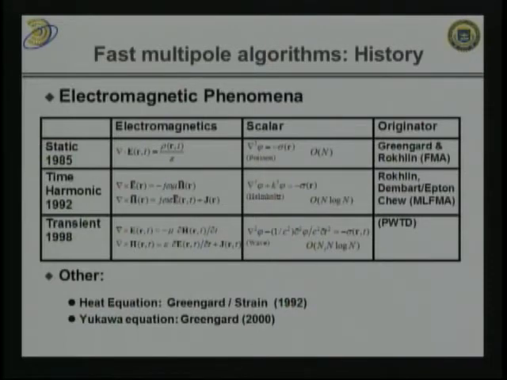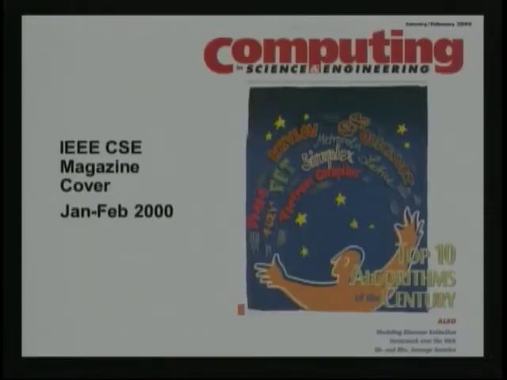Now you may say, okay, Eric, all this is already 10 years old, 12 years old. Why do you still talk about it? Move on. Well, as Vikram said earlier, these schemes were selected by the IEEE Computational Science and Engineering magazine in the year 2000 as one of the top 10 algorithms of the previous century. So again, why am I still talking about it?